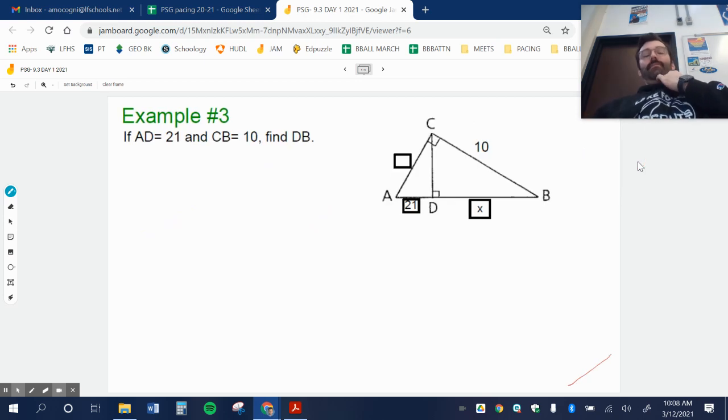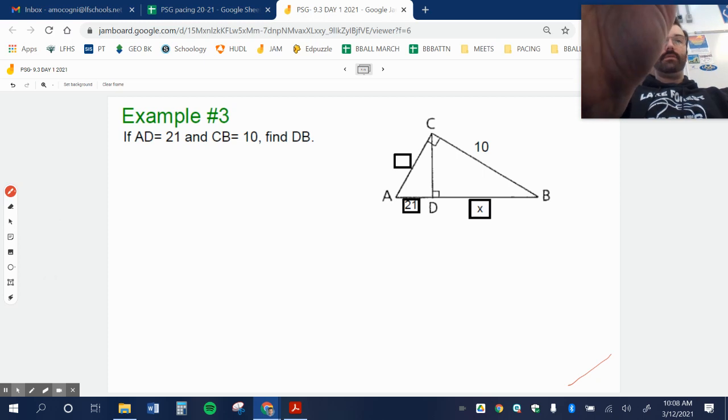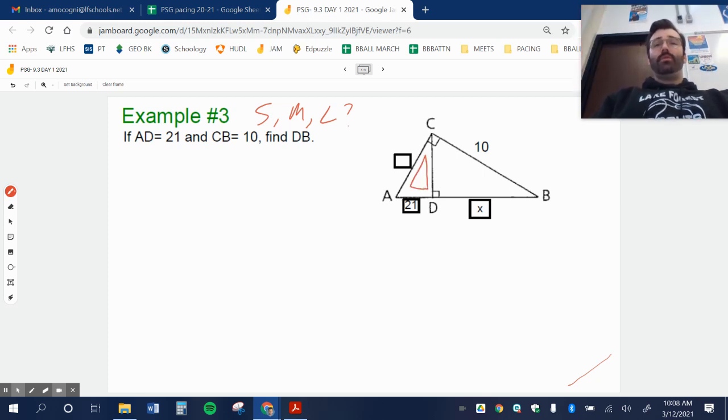Okay. Example number 3. Again, same question I need to ask myself. Small, medium, large. Look at the small triangle. I only have the 21. So the small is out.